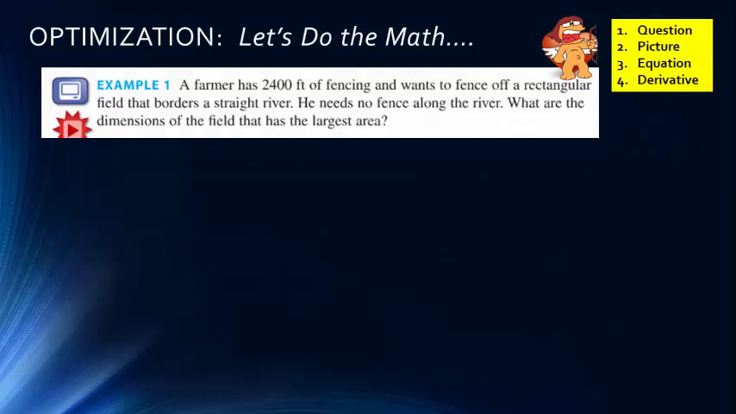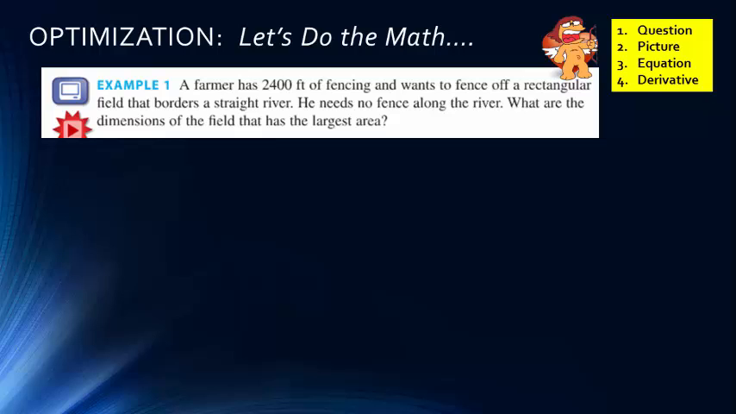Let's read the problem. A farmer has 2,400 feet of fencing and wants to fence off a rectangular field that borders a straight river. Immediately when I read that question, I know I've got a rectangle and it's on a straight river. I could immediately draw this picture right away. Okay? He needs no fence along the river. What are the dimensions of the field of that area?